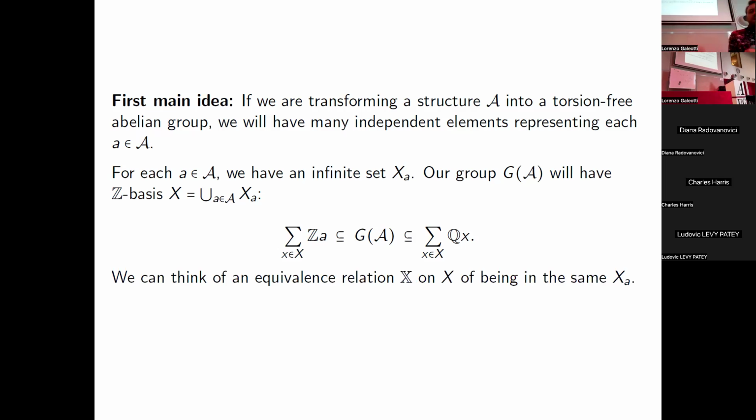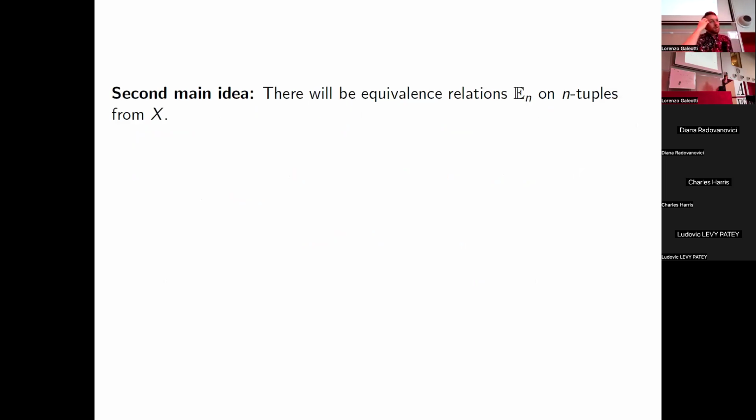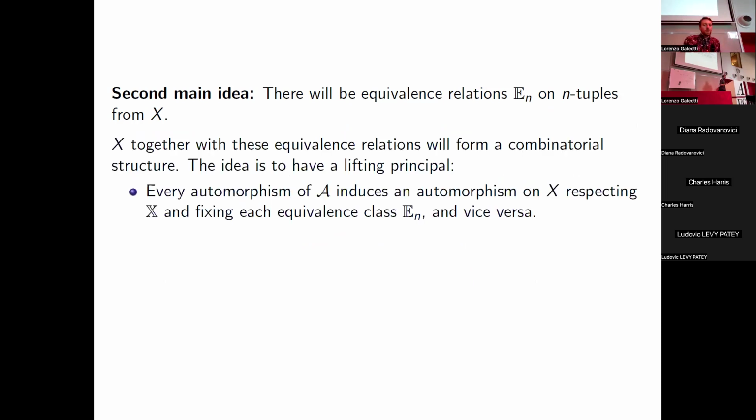And we should think, the things in the same set X_A, they should somehow be related because they correspond to the same elements of the original structure. So maybe a nice way to think of that is that there's an equivalence relation on the set X that partitions it into the different elements of the original structure. All right, so the second main idea is we're going to have a whole bunch more equivalence relations. So for each size of tuple, we're going to have an equivalence relation on those tuples. So the set X together with all of these equivalence relations, that's really going to be the combinatorial structure.